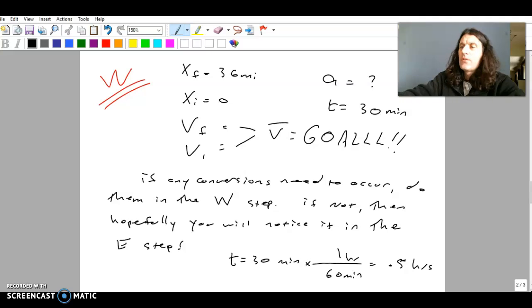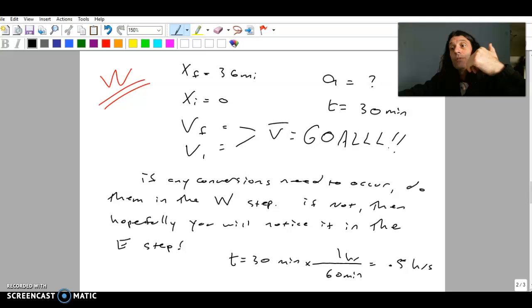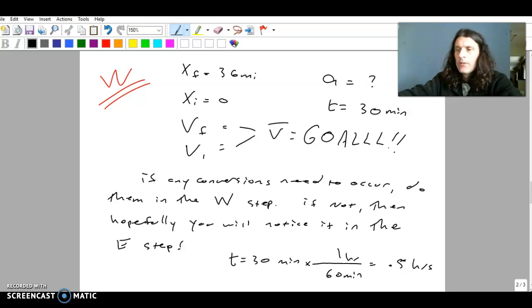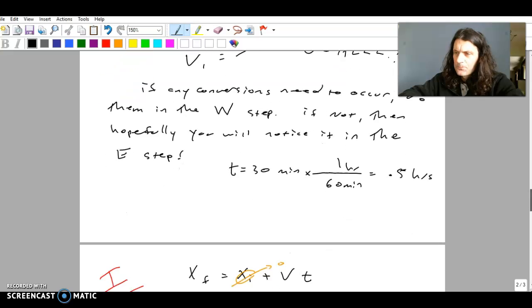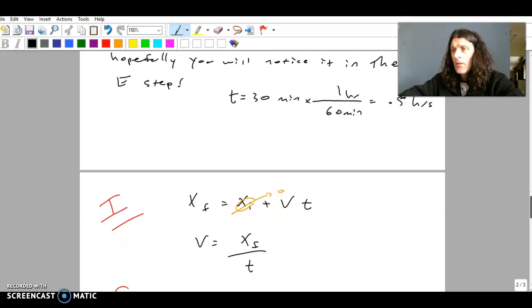If any conversions need to occur, I usually tell students to do it in the W step. If not, then you'll notice it hopefully in the evaluate step. But you all know 30 minutes is about a half hour. So if you need to make those conversions, do it in your variable list. Make whatever conversions may be necessary. Okay, so there's the W.